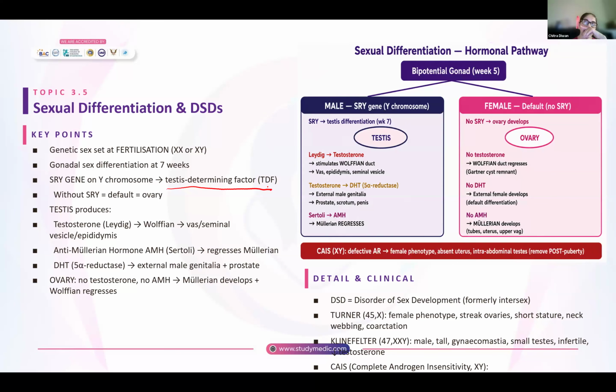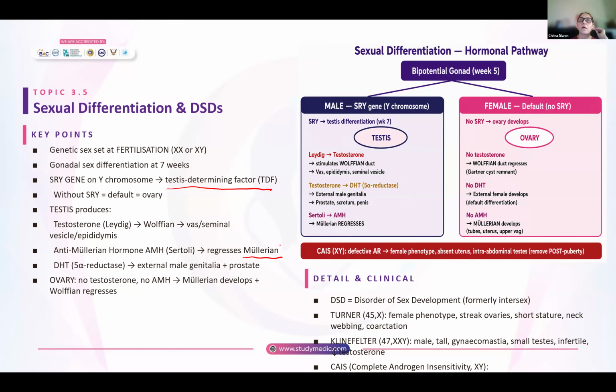Now the Sertoli cells in the testis secrete what is called anti-Mullerian hormone. Anti-Mullerian, so it acts against the Mullerian system, and there is regression of the Mullerian system. So female genital organs are not formed, and you get formation only of the male genital organs.